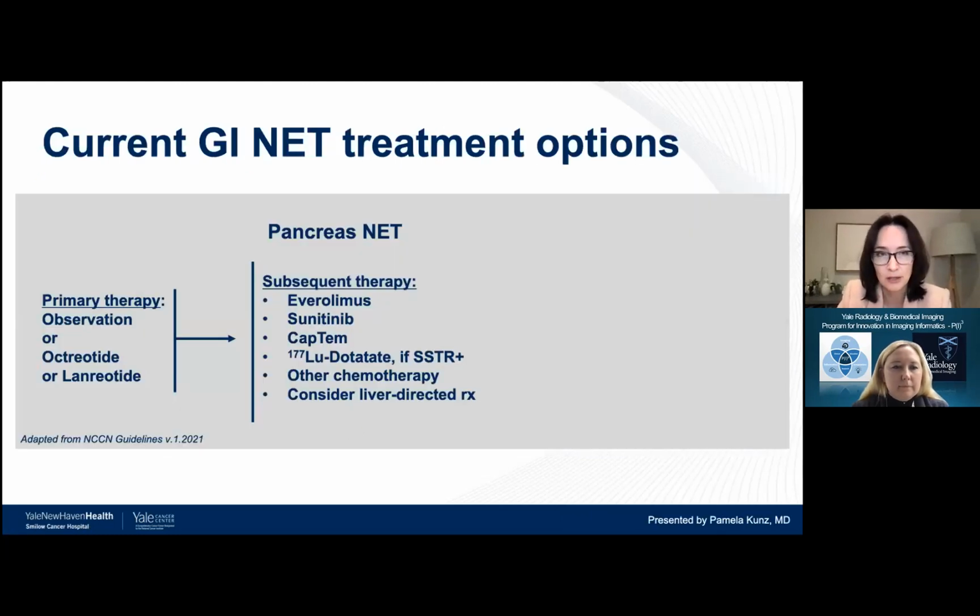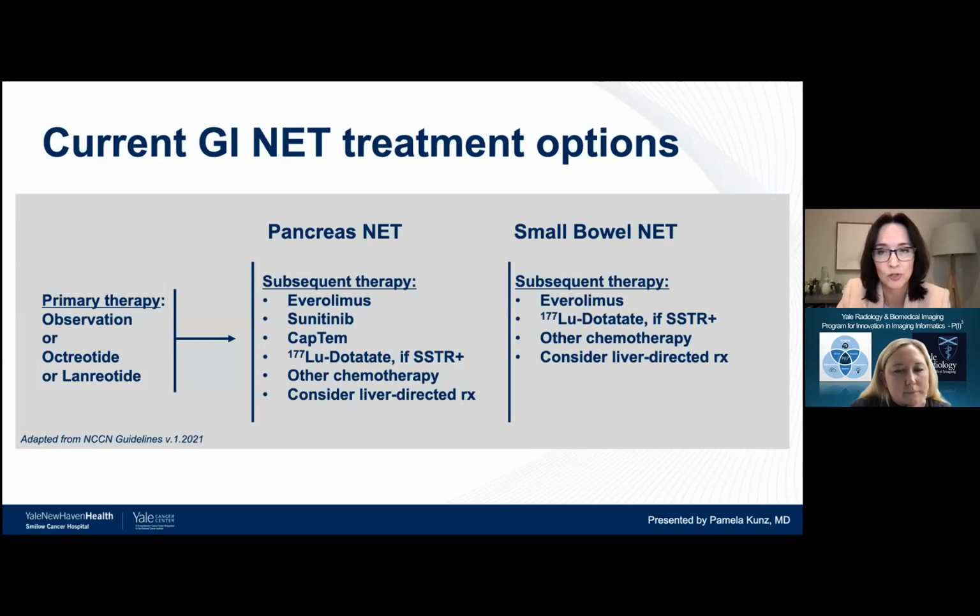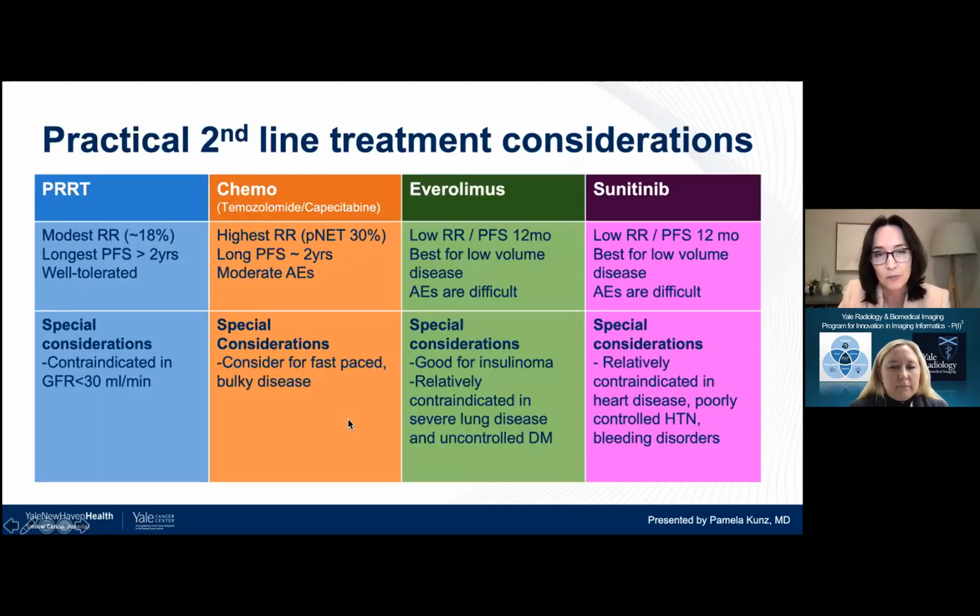I think I have 2 slides left. So how do we really think about sequencing these treatments? It's very confusing. We're actually in a fortunate place now of having a number of therapies, but it gets very difficult to know what order in which we should use them. So this is adapted from the NCCN guidelines. I would say commonly a first-line treatment is either observation or octreotide or lanreotide, but where it gets very confusing is thinking about second-line therapies. So I have a handy table to help you think about that. And I've put them in order of how I generally will think about using them.